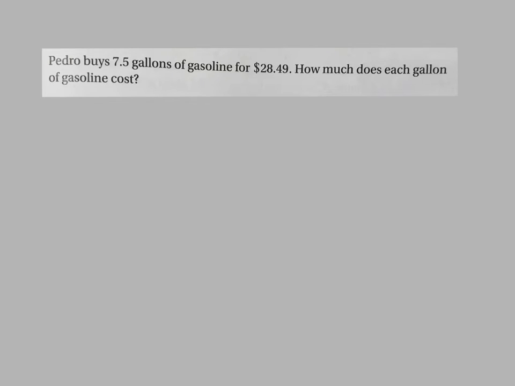So, number 1, Pedro buys 7.5 gallons of gas for $28.49. How much does each gallon cost? Well, we need to figure out how much 1 gallon costs, this is a unit price. If we know the total price is $28.49, how do we figure out the price of 1 gallon? Do we add, subtract, multiply, or divide?